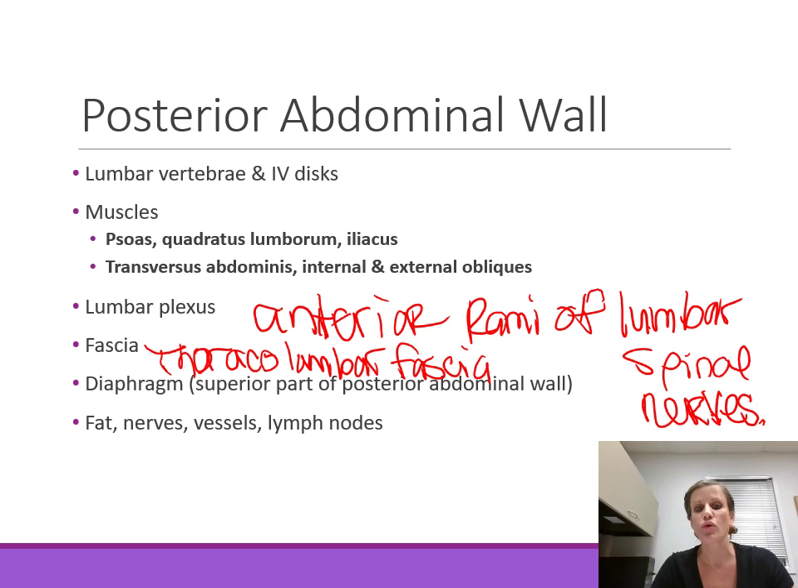The diaphragm forms the very top of the superiormost part of the posterior abdominal wall. And then most superficially, we have fat, nerves, vessels, and lymph nodes present, which are just deep to the skin, the subcutaneous tissue.